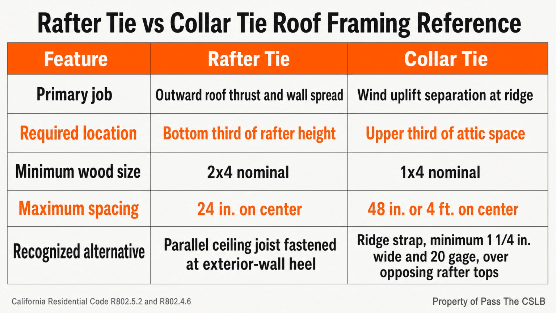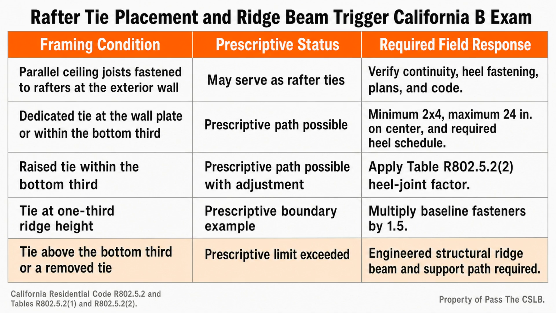At a tie height equal to 1/3 of the ridge height, the report identifies an adjustment factor of 1.5. If the baseline table calls for 6 nails, 6 multiplied by 1.5 gives 9 nails at that connection. I'm using that example to show the principle, not to create a universal fastening schedule. The approved plans and the applicable table control the actual connection.